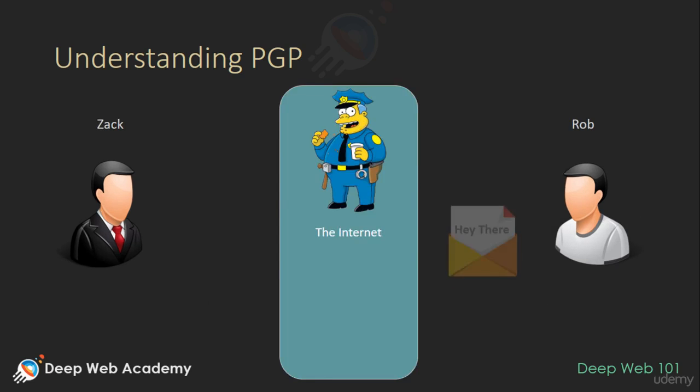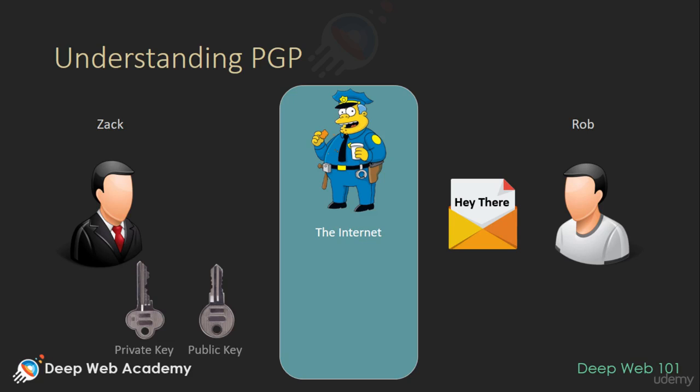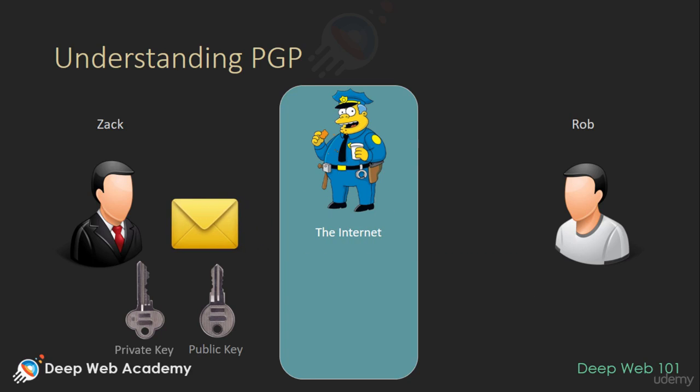Of course, Rob has his message that he wants to send to Zach, and Zach has to first create that private and public key, ensuring that he keeps that private key safe. He would then send a copy of the public key over to Rob, and Rob would use that copy of the public key to actually encrypt the message. He would then send that message over the internet to Zach, and Zach could open it up and read it.